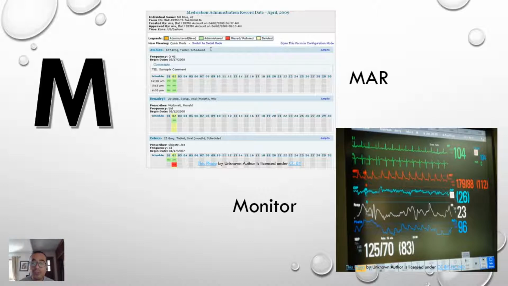Monitoring is going to be another thing that you're going to ask yourself. Now, most of the patients in the intensive care unit will be monitored through a monitor that looks like this.